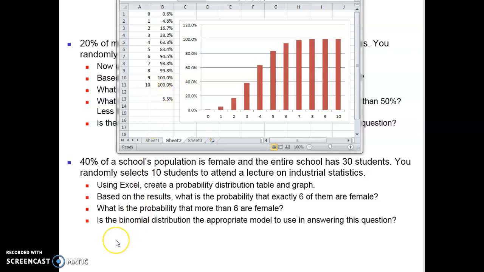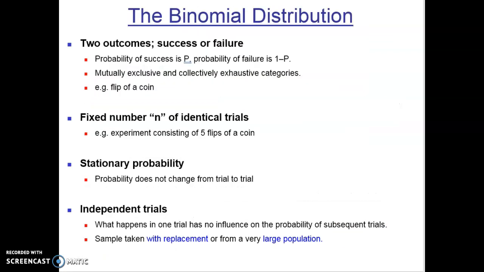Okay, next it says, is the binomial distribution the appropriate model to use in answering this question? To answer this, we need to go back to our requirements. Two outcomes, success or failure. Yes, because you either have female or you don't have female. Fixed number of n identical trials. Yes, we had 10 trials. Stationary probability. Yes, it was 40%.